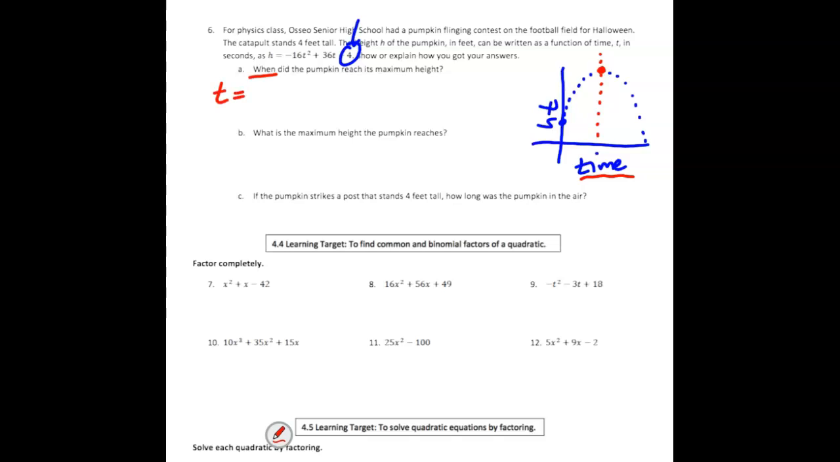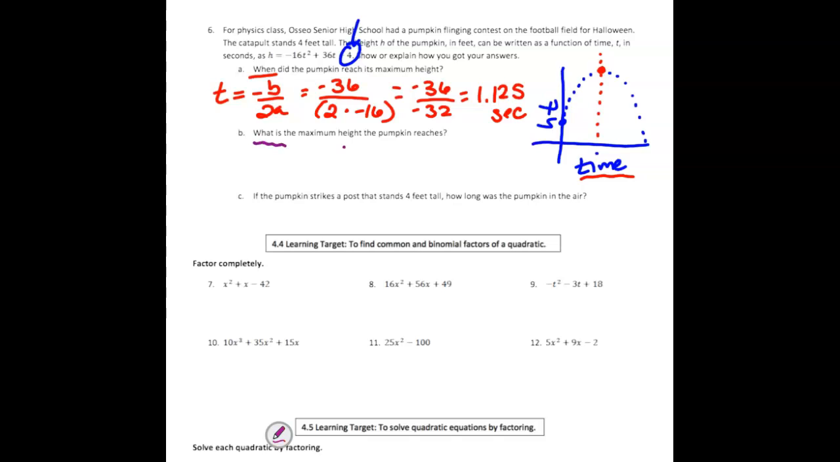So t equals the opposite of b over 2a. Our b value is 36, so we need -36. And we're dividing by 2 times -16. So -36 divided by -32 comes out to be 1.125 seconds. Then it says, what is the maximum height?